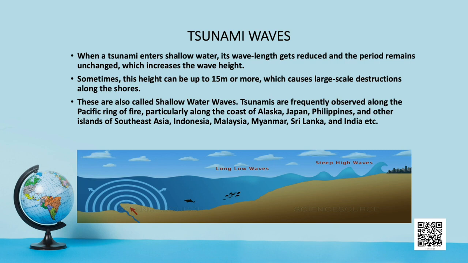Tsunamis are frequently observed along the Pacific Ring of Fire, particularly along the coasts of Alaska, Japan, Philippines and other islands of Southeast Asia, Indonesia, Malaysia, Myanmar, Sri Lanka and of course India. After reaching the coast, because the depth of the water decreases, the tsunami waves release the enormous energy stored in them and the water flows turbulently onto the land, destroying port cities, towns, structures, buildings and other settlements.